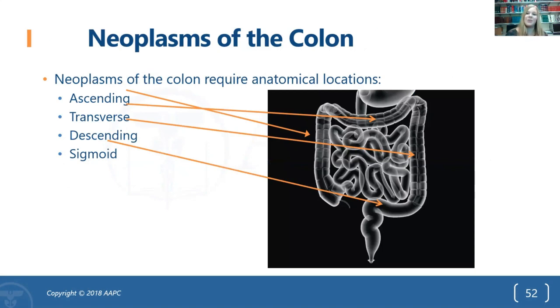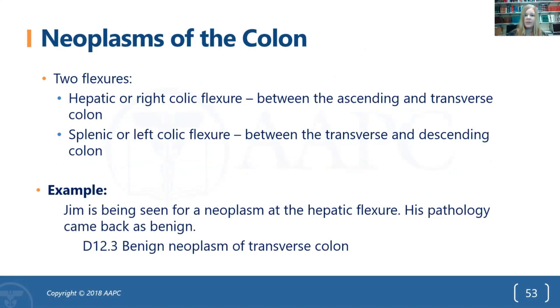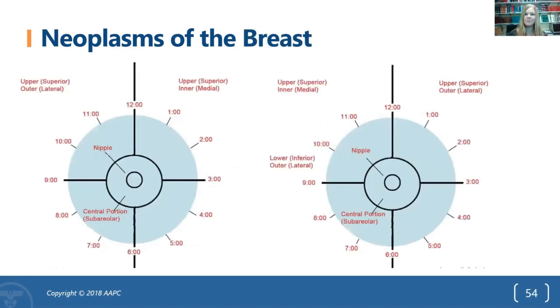The colon is also called the large intestine. The ileum connects to the cecum in the lower right abdomen, and the rest is divided into 4 parts. There's 2 flexures, hepatic or right colic flexure, which is between the ascending and transverse colon, and splenic or left colic flexure between the transverse and descending colons. And then, for example, if Jim's being seen for a neoplasm at the hepatic flexure and his pathology came back as benign, we would assign code D12.3, benign neoplasm of the transverse colon.